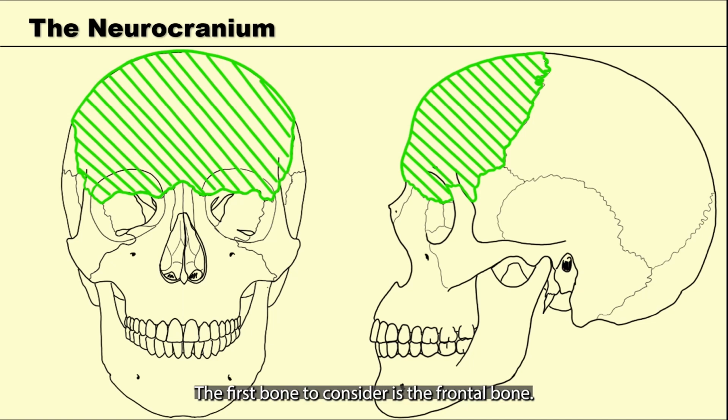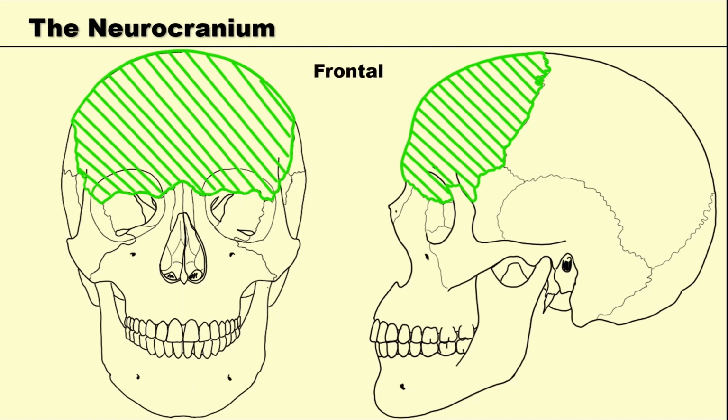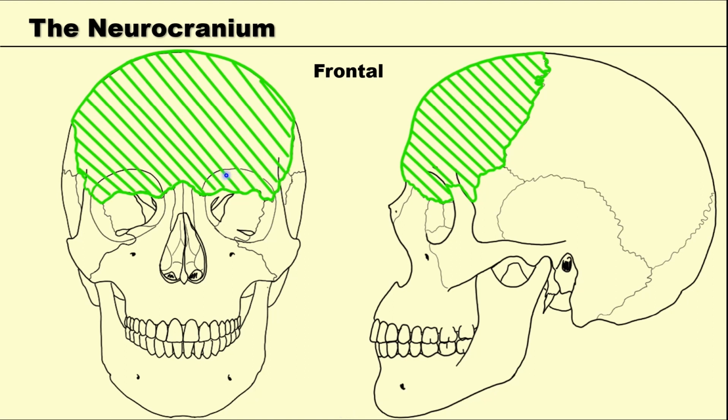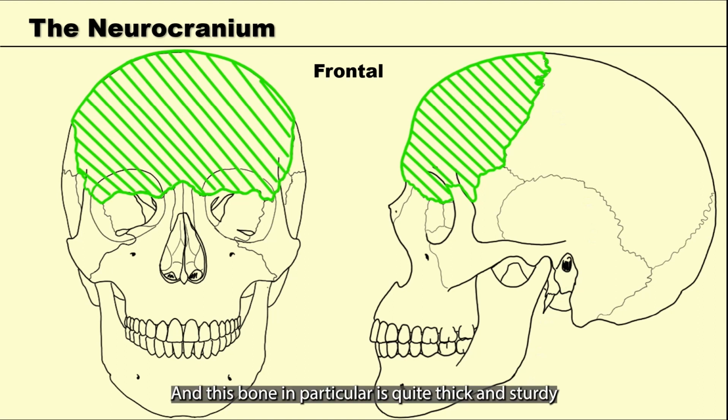The first bone to consider is the frontal bone. This largely makes up what we know as our forehead. It also forms the superior wall, or the roof, of our orbit. Inferolaterally, it articulates with the zygomatic bone, and posteriorly it articulates with the parietal bones. The frontal bone is an unpaired bone, and this bone in particular is quite thick and sturdy to protect the brain from injury.